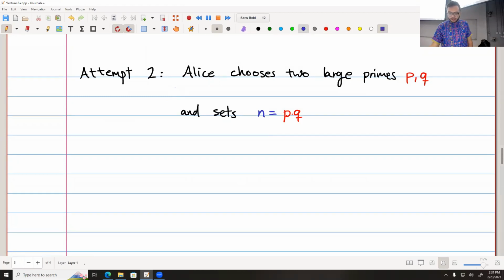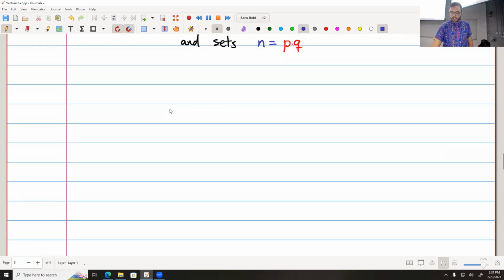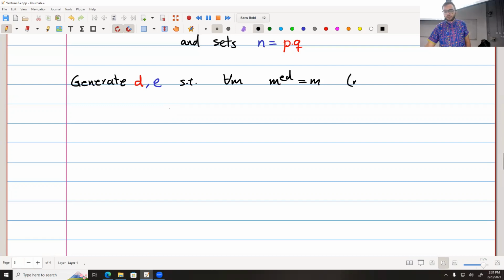So again, I need this property. I need to somehow generate two numbers: a number D for decryption, which is my decryption key, and another number E for encryption, such that for every message m, m to the power of ED should be equal to m. And this is modular. And again, m to the power of ED is just the result of first encrypting m and then decrypting it.